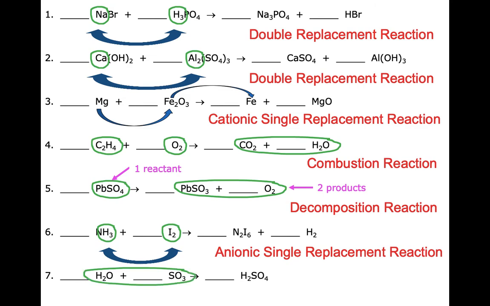And then number 7, notice what we have here. We have water and sulfur trioxide, which means we have 2 reactants producing 1 product. We're forming 1 substance. That's going to be a synthesis reaction or a combination reaction. Check your answers to numbers 1 through 7, and then also check your answers on page 7 and go back and check them on 5 and 6 as well. Now you should have a better understanding of types of chemical reactions.